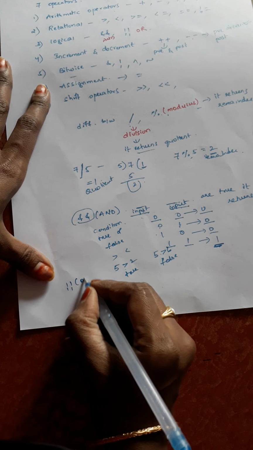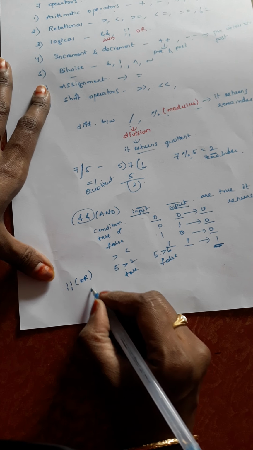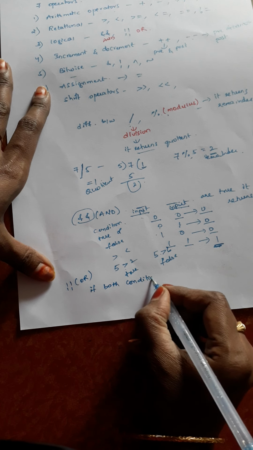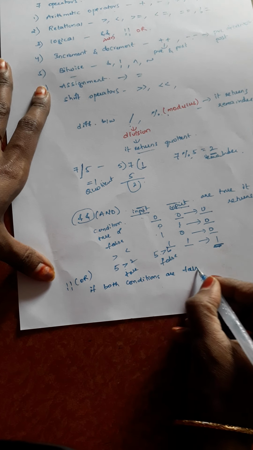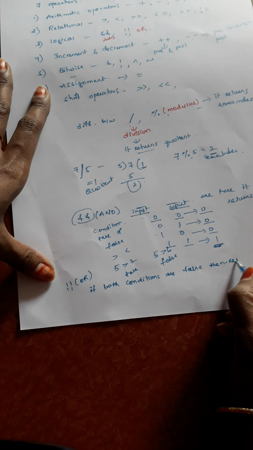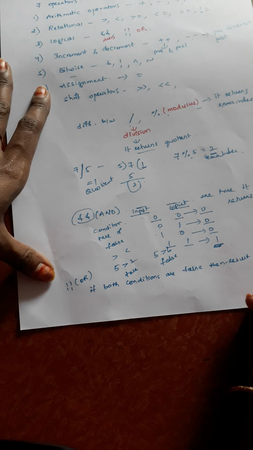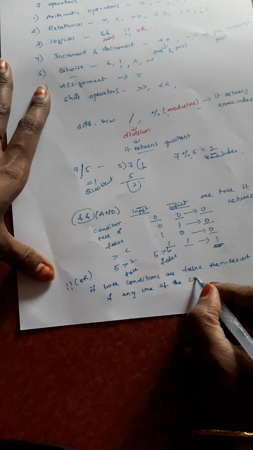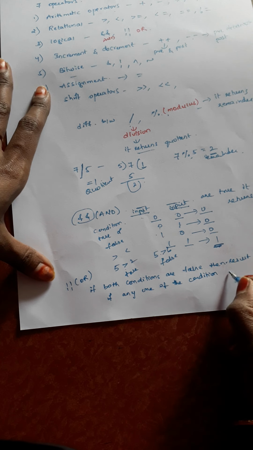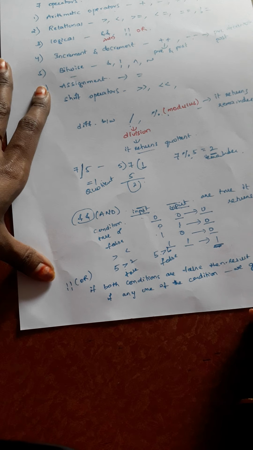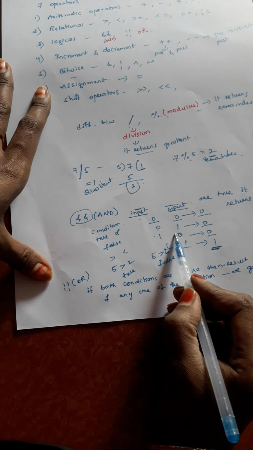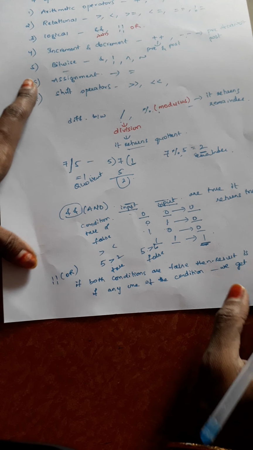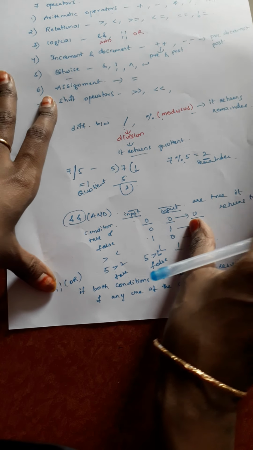And next, this is the OR operator. So in the OR operator, if both the conditions are false, then the result is false, otherwise it is true. If any one of the conditions is true, the output is true, we get true. Okay, what is OR? If either of these two is true, the answer is true. Only if all are false is the answer false. Okay, so this is about the logical operators.